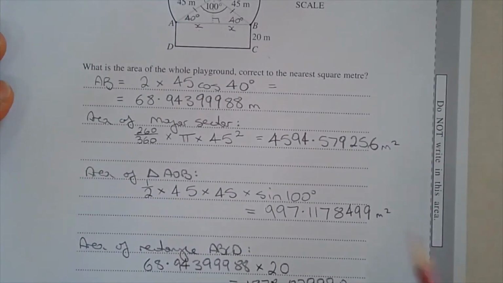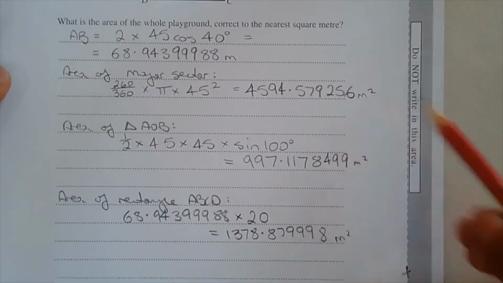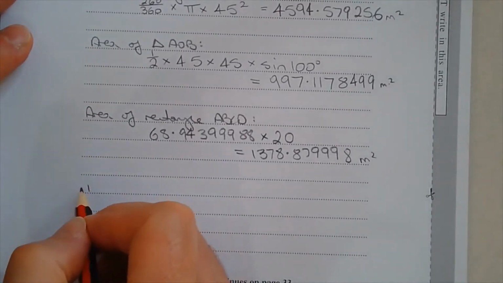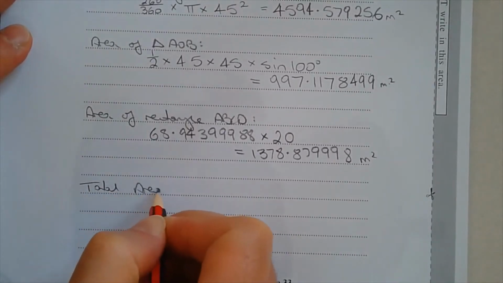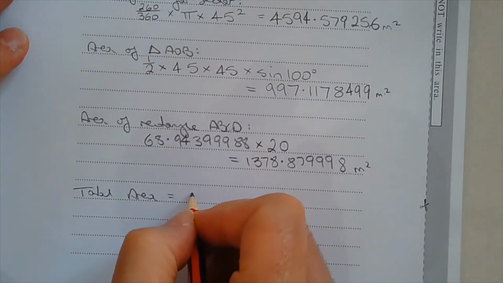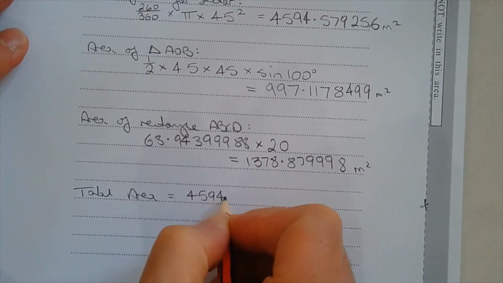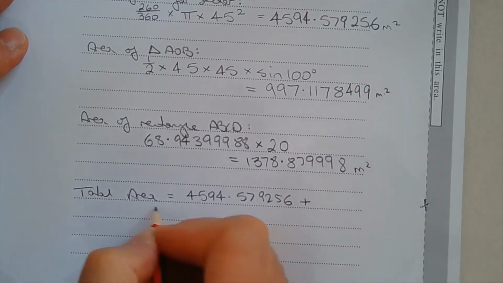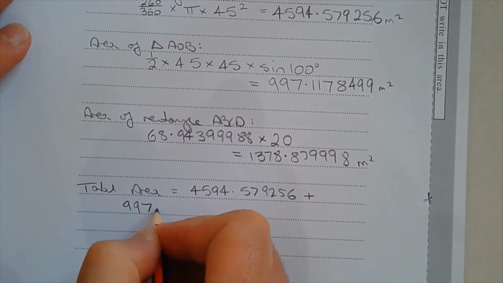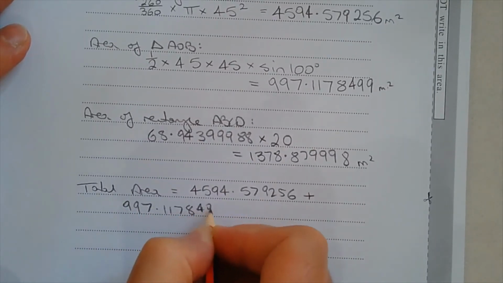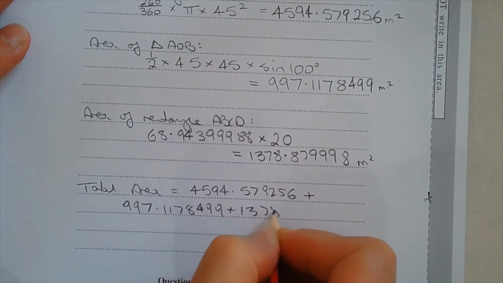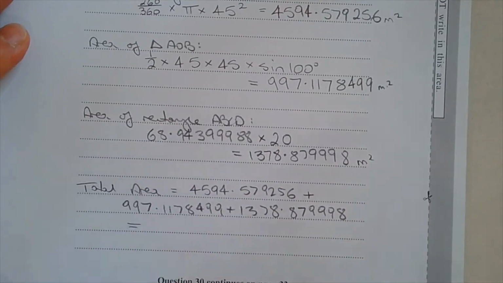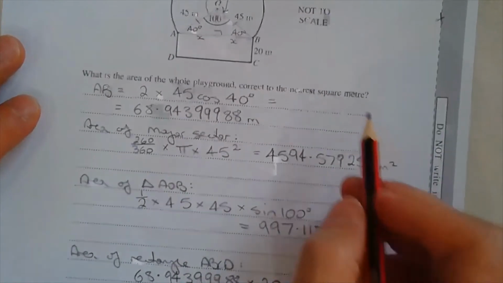Okay, so it would be a mark for this, a mark for that, a mark for this, a mark for this, and then obviously a mark for the correct answer. So total area is equal to 4594.579256 plus 997.117849 plus 1378.879998, and we need to answer to the nearest square meter.